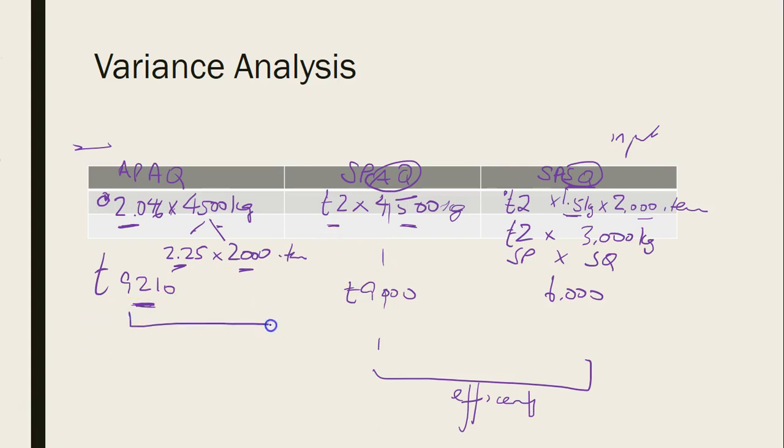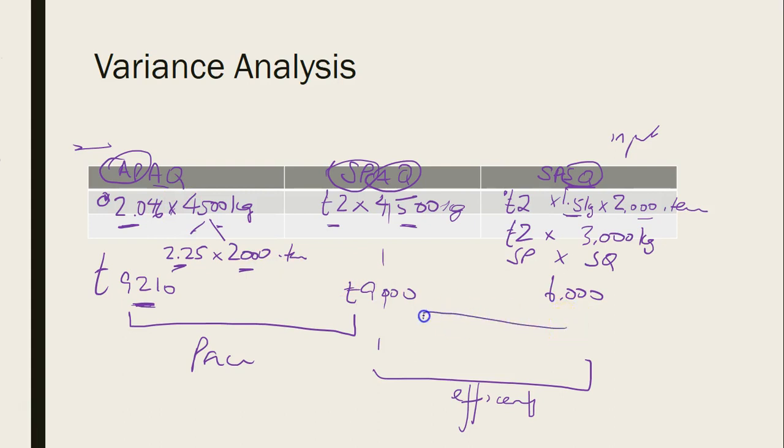Now I can compare. So that's my price, because if you notice, when I compare these two, I'm comparing actual price with standard price. Actual quantity is the same. I'm judging this guy purely on the purchasing of the material. I mean, they are connected, of course, but this is how I separate the two.